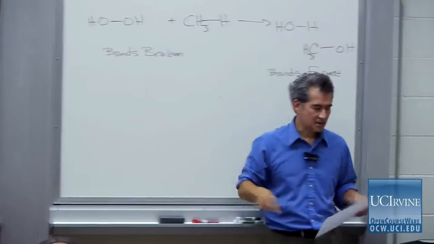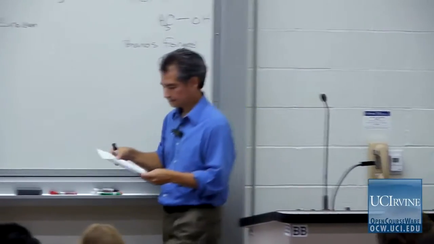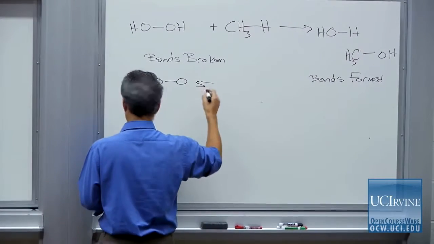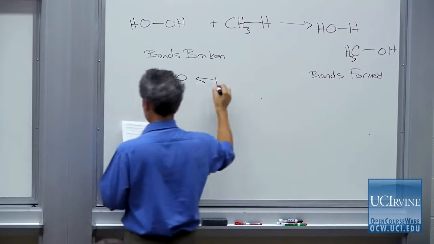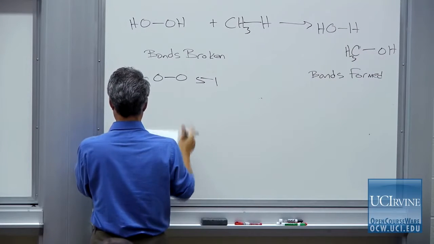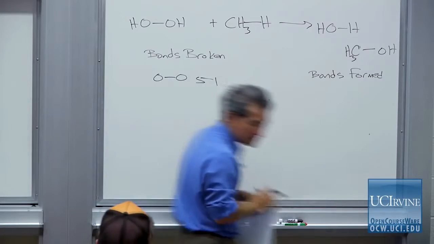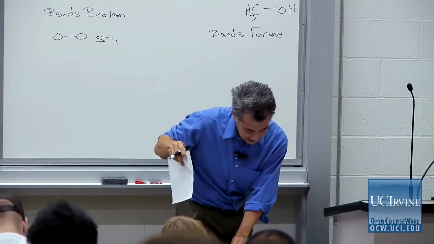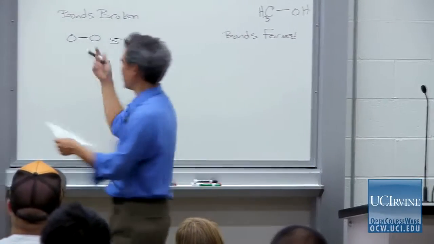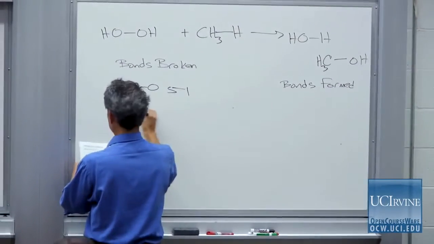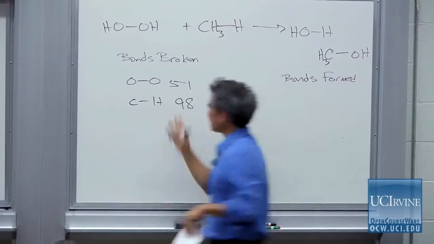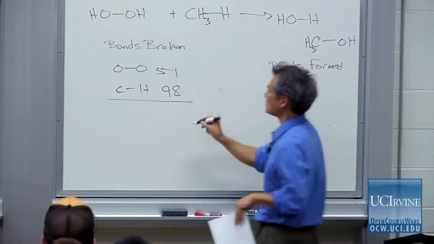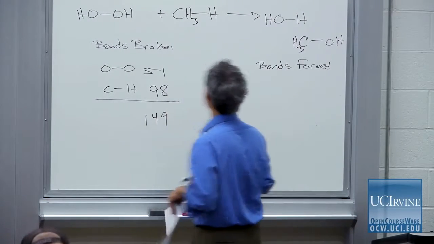So what's the energy of this oxygen-oxygen bond? 59. And I'm wondering if I've written down the wrong number, because sometimes I've written down numbers for specific molecules, and then other times I've written down numbers for just generic bond types. And it's 98 for the CH bond, which is relatively strong. So we add up all the energy it costs us to break these bonds, we'll come up with a number of 149 kcals per mole.